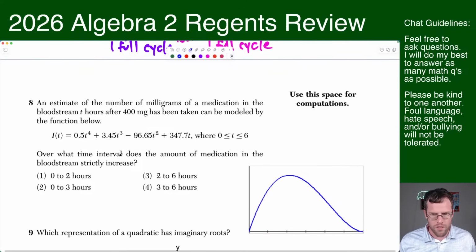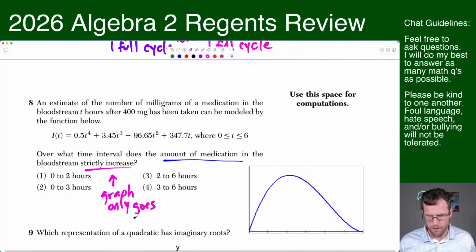So now the question, over what time interval does the amount of medication in the bloodstream strictly increase? So that just means like the graph only goes up. So from 0 to 2 hours, see that? Like here's 0 to 2. The graph is only going up. So question 8 right away is choice 1.